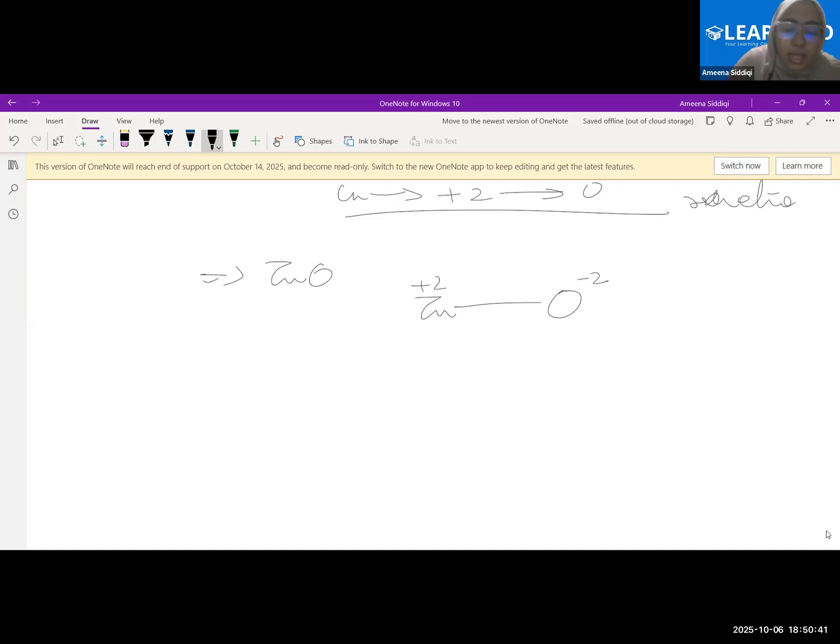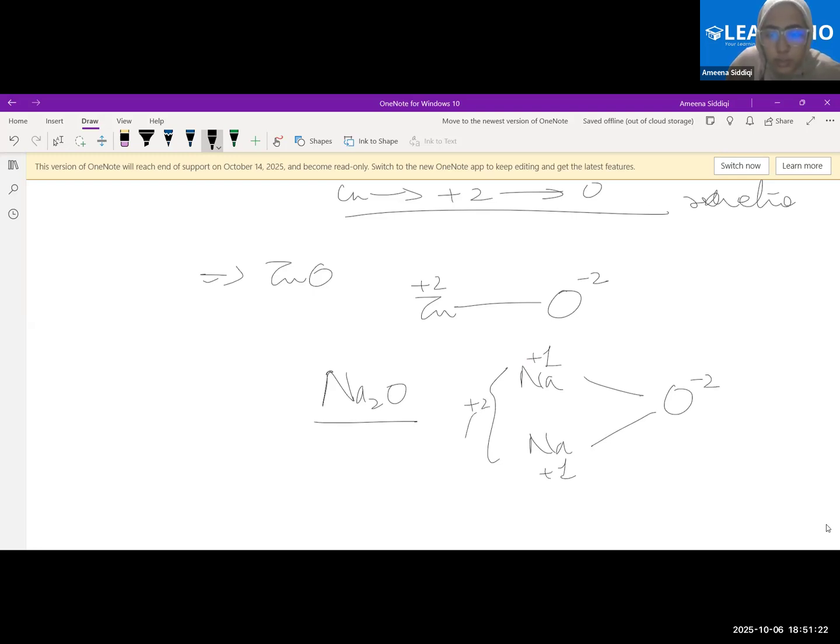And there was this example I wanted to discuss. If I'm saying Na2O, that means one oxygen atom is bonded to two sodium atoms. One oxygen atom will have a charge of -2. Don't you think -2 is being divided between two, so each of them will have a charge of +1, total +2, which neutralizes this -2?